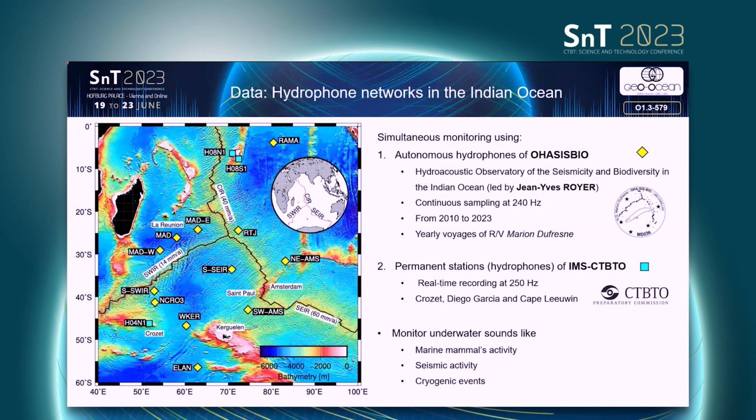Having said that, we have deployed a hydroacoustic network in the Indian Ocean, called the OHASISBIO network, and it records the signals at a continuous sampling of 240 hertz. This network was active from 2010 to 2023. Along with this, we also used the hydrophone data from the IMS stations placed in the Indian Ocean, shown by these blue squares. The combined network helps to monitor not only the seismic activity, but also the marine mammal activity, as well as the cryogenic events down in the southern Indian Ocean.